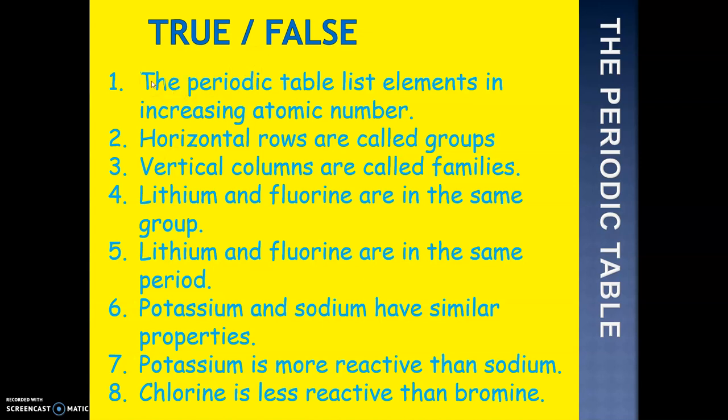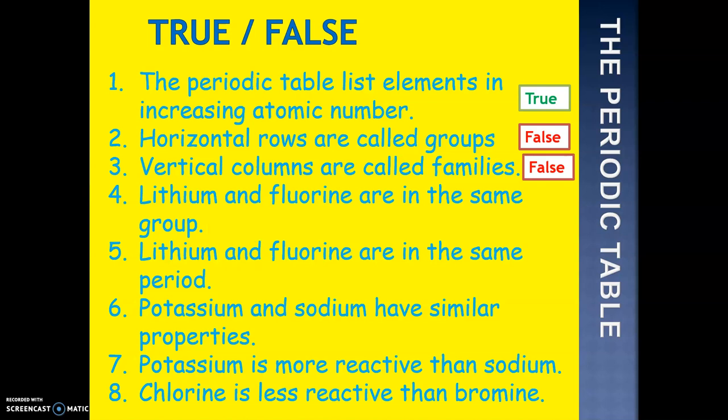Okay, so question 1 simply asks, the periodic table lists elements in increasing atomic number. Is that true or false? Correct, that is true. Number 2, horizontal rows are called groups. Fortunately, that's false because they're called periods. That's why it's called the periodic table. Vertical columns are called families. Incorrect there, false again. They're called groups.